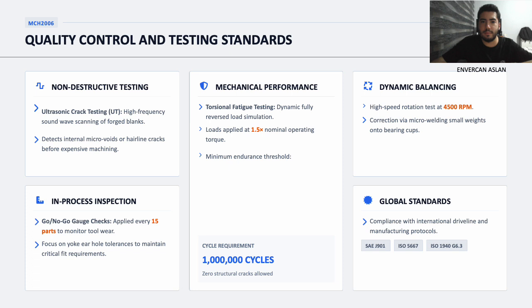And now, moving on to the quality control and testing standards. As you can see, our comprehensive quality system is carefully built on these main categories. First of all, we utilize non-destructive testing in order to thoroughly scan the forged blanks. Secondly, we conduct continuous in-process inspection to closely monitor both tool wear and required tolerances. Thirdly, we make sure to fully evaluate the overall mechanical performance. And fourth, as our final step in this process, we perform dynamic balancing.